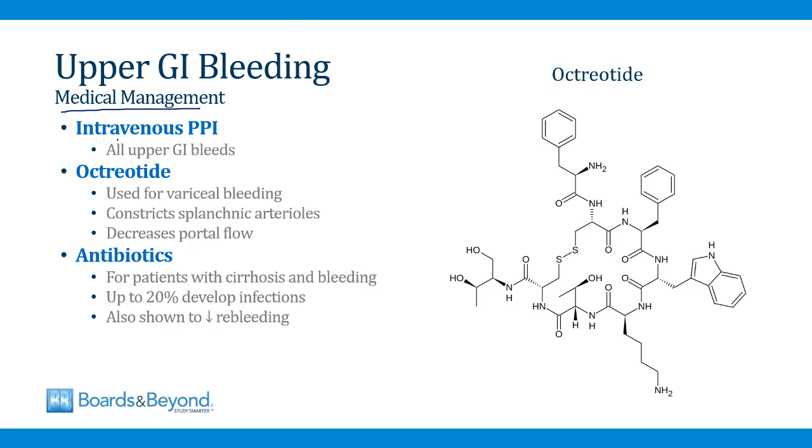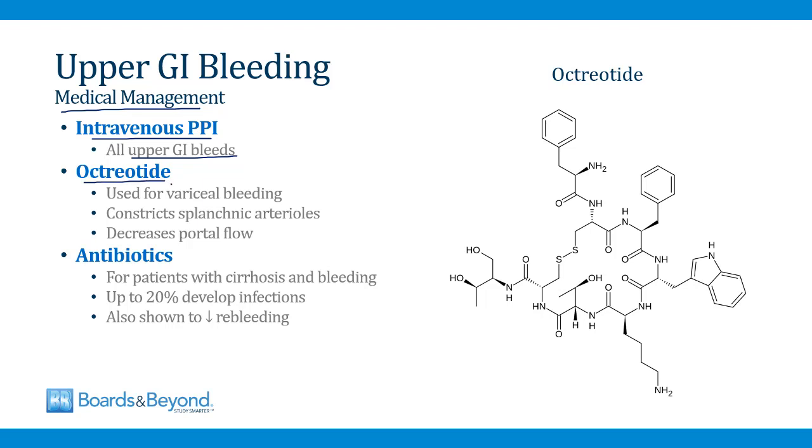The first one is an intravenous proton pump inhibitor. This is generally given to all patients with upper GI bleeds, because when you cut down the stomach acid, that can sometimes allow the mucosa to heal and the bleeding will stop. And then there are two special medical treatments used only in variceal bleeds in patients with liver disease.